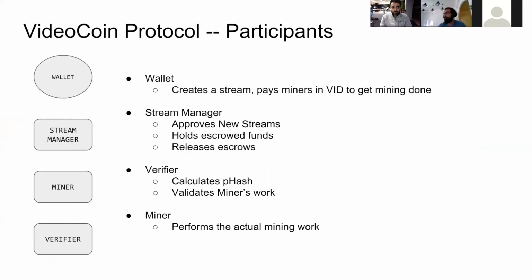So there are four main participants in the VideoCoin network: a wallet node, a stream manager, a miner, and a verifier. A wallet node is basically the end user interface to the VideoCoin network, where somebody who wants to broadcast live or create live streams uses the wallet to create a stream, pay miners, and get the VideoCoin mining done.